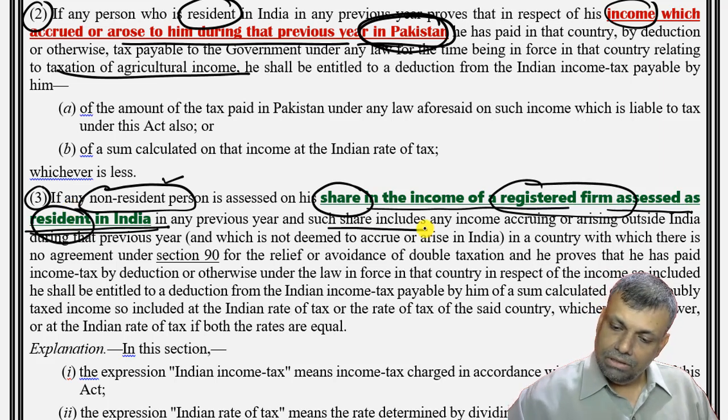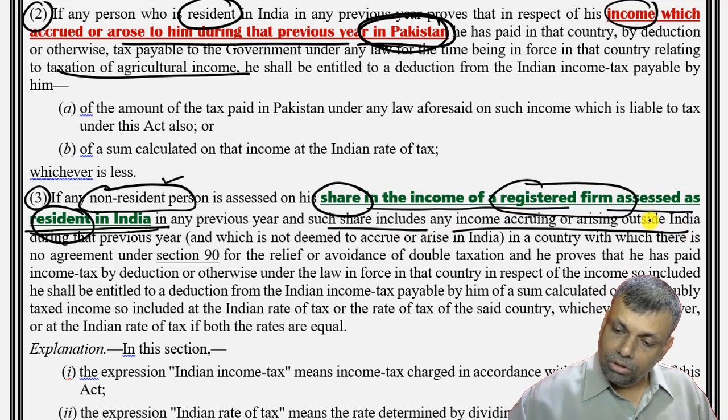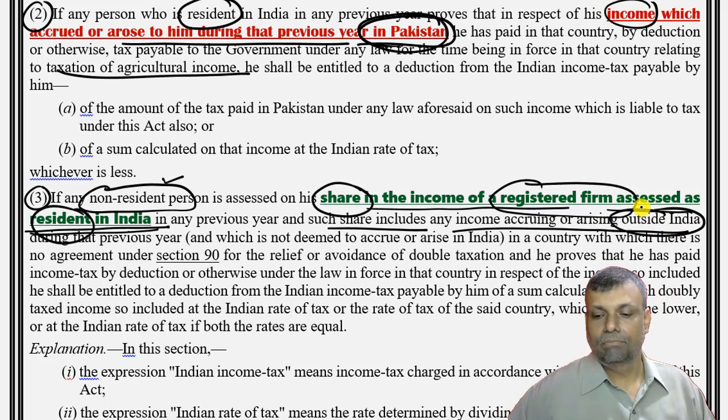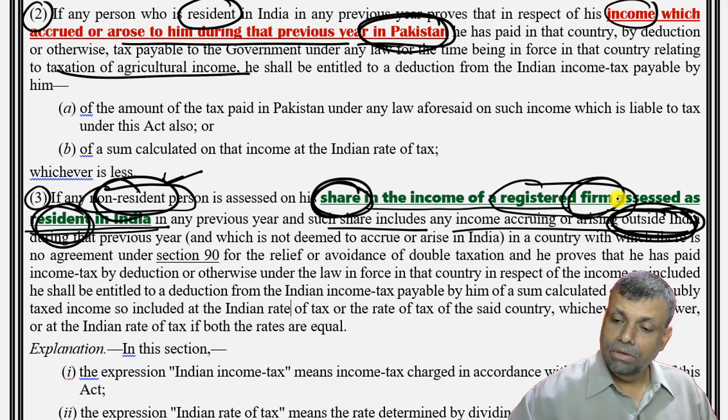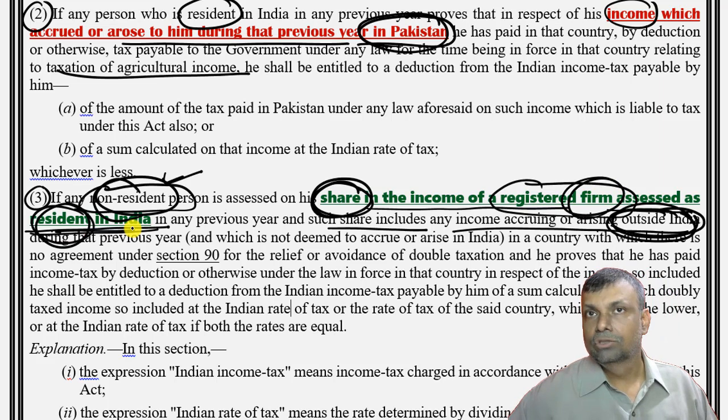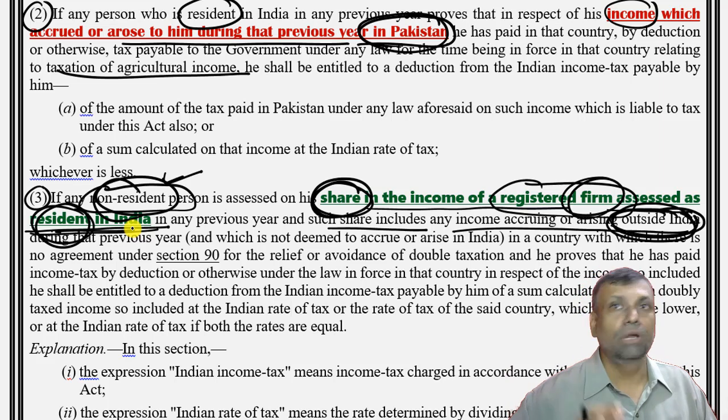Okay. And such share, whatever share that you have already got, includes income accruing or arising outside India. Okay. So see, it's a non-resident assessee. The firm is resident in India and you have income outside India. So a non-resident having outside India income, but in the form of a share from a firm which is resident in India. So basically the situation is like that. I'm a non-resident and I'm having some share of profits from a firm which is resident in India. Okay, and that share includes some of the foreign incomes.